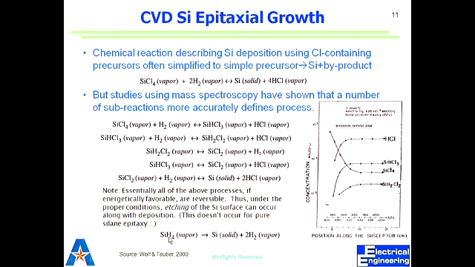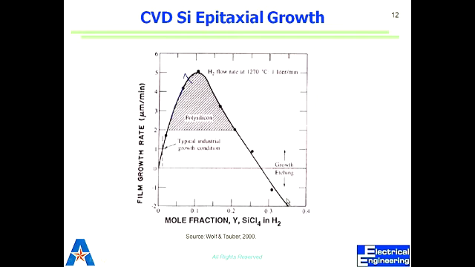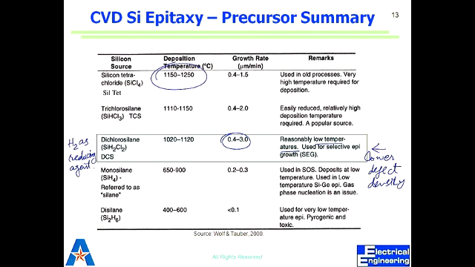Right? Yes. And this is for silane, right? So there are different recipes which go through different reactions, and their growth rate and temperature requirements are different.